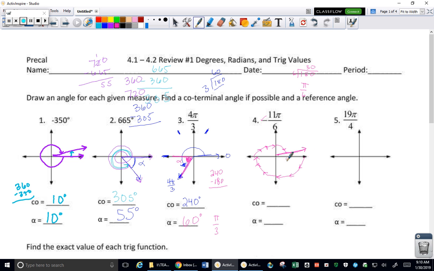So there is the angle drawn for negative 11 pi over 6. It ends up being in the first quadrant. So a coterminal angle would be just a positive one. So here's your positive, and then there's your 11 pi over 6. So 1 pi over 6 would also work as a coterminal angle. Or we could write it as 30 degrees. Both of these things are the same place in the first quadrant. And since we're in the first quadrant, your reference angle is the same as your coterminal or your theta angle.